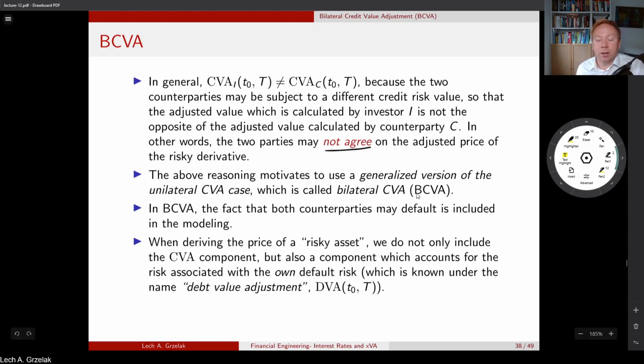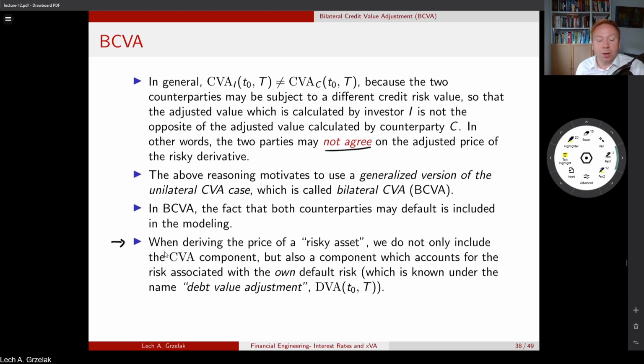And this is why bilateral CVA steps in, where we are not only looking from our perspective as the investor on the pricing of derivatives, but we also take into account the symmetry that our counterparty will also be looking into our creditworthiness. This means that we also have to include our own probability of default as a party in this contract. And what is also important is that, depending on the perspective, CVA will also be called DVA from every perspective.